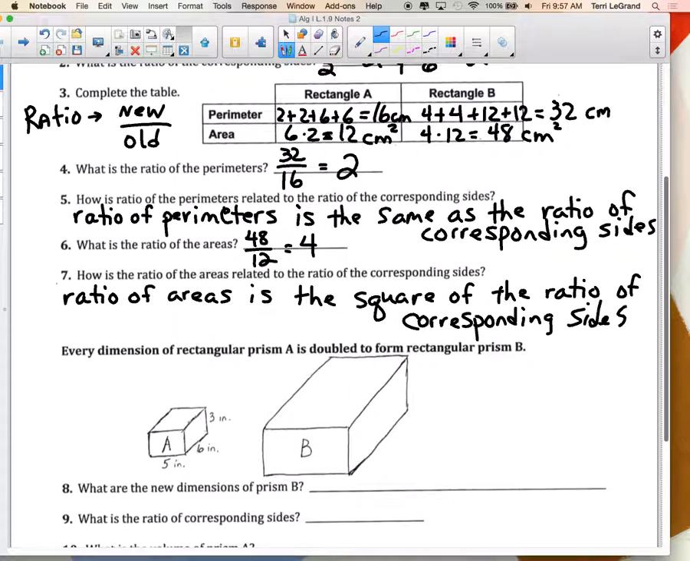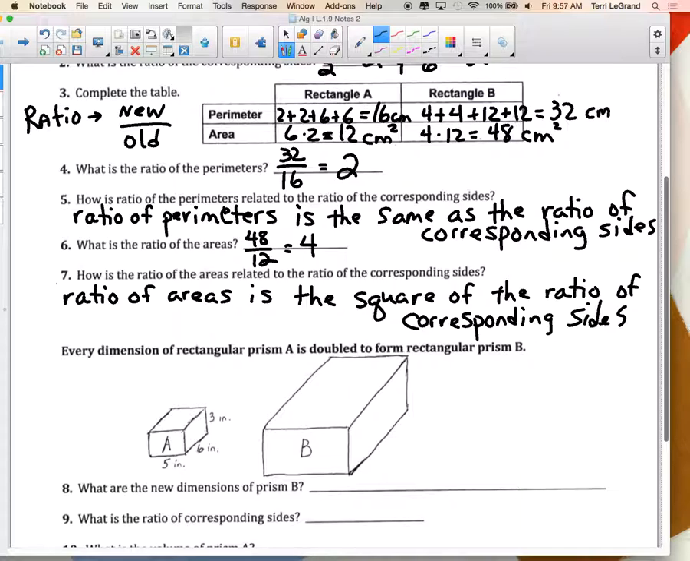If I compare these 2 perimeters, there's where the short one, the smaller one ends, and here's when I flip it over and line them up again. How many times can the short one fit in the long one? Twice. So by doubling, by applying a scale factor of 2, the perimeter got twice as long.